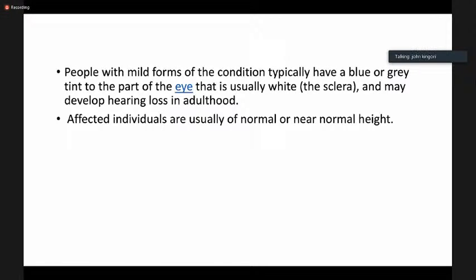Now, people with mild forms of this condition typically have a blue or gray tint to the white part of the eye, the sclera, and they may develop hearing loss in adulthood. Affected individuals are usually of normal or near normal height.